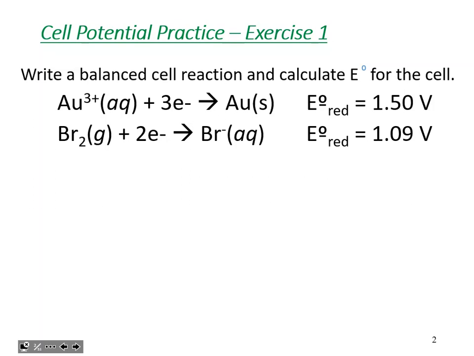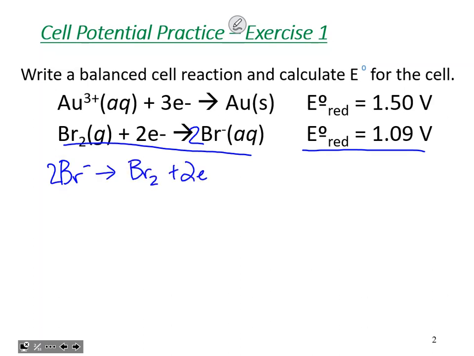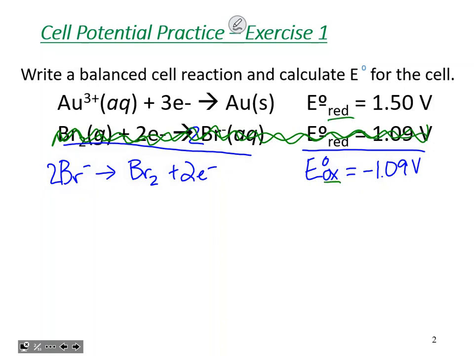Okay. Well, looking here at my two possibilities, in order to guarantee a positive overall cell potential, I need to flip the bottom one. So if I flip this one, I get bromide going to bromine plus the 2 electrons. Actually, there should be a 2 here, so put that there. This is going to make this an E-ox, which is going to be negative 1.09 volts. So we're going to ignore this one, because remember this is redox, so you need an oxidation and a reduction. So here we have our oxidation, and we have our reduction. Now we can add them together.